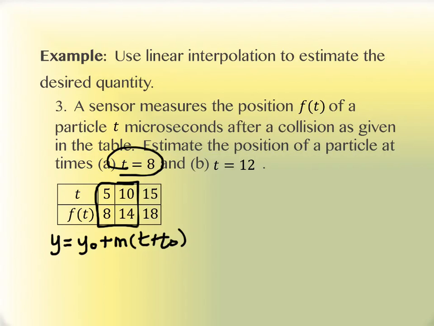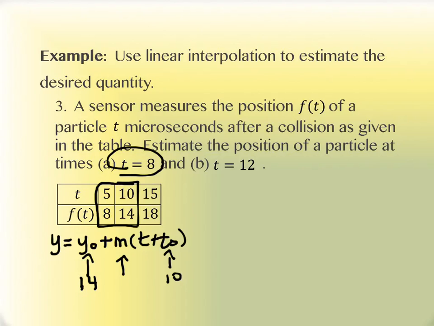of 8. So what will that be? Will that be the value of 5 or the value of 10? 10, because 10 is closer to 8 than 5 is, right? So this t0 value will be 10, and the y0 value will be the y value at t equal to 10, so it'll be 14. So far, so good?